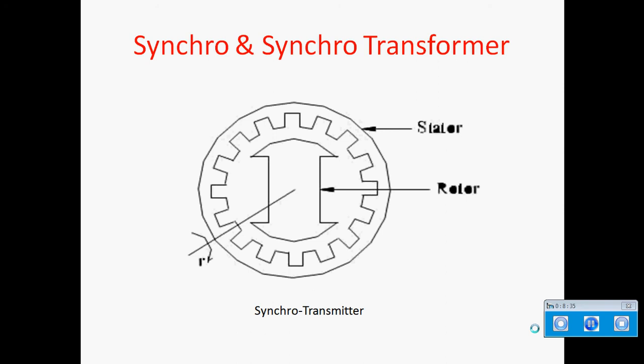The rotor is of dumbbell construction with a single winding. The ends of the rotor winding are terminated on two slip rings. A single phase AC excitation voltage is applied to the rotor through the slip rings.